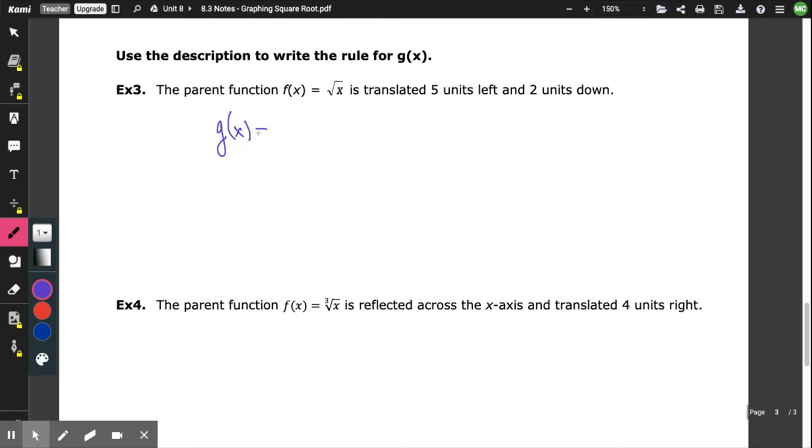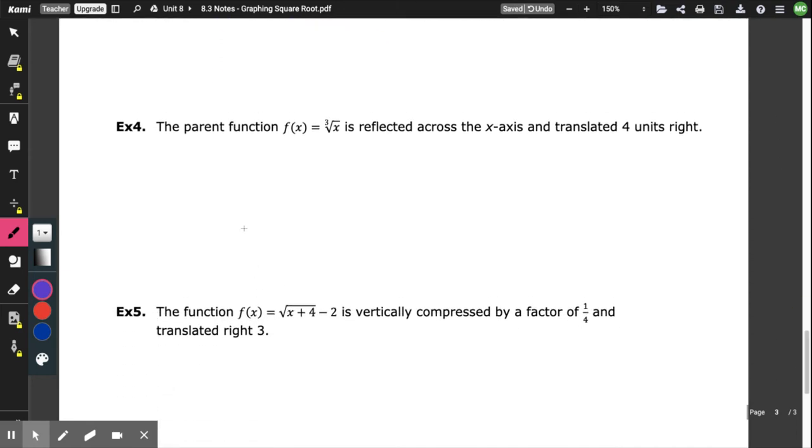So this would say g of x is equal to, translate 5 units to the left, we would use the square root, and then inside the square root we would have to say x plus 5, because that would make it translate left 5 units. And to make it translate 2 units down outside the radical, we would have to have a minus 2. And that would be our new function.